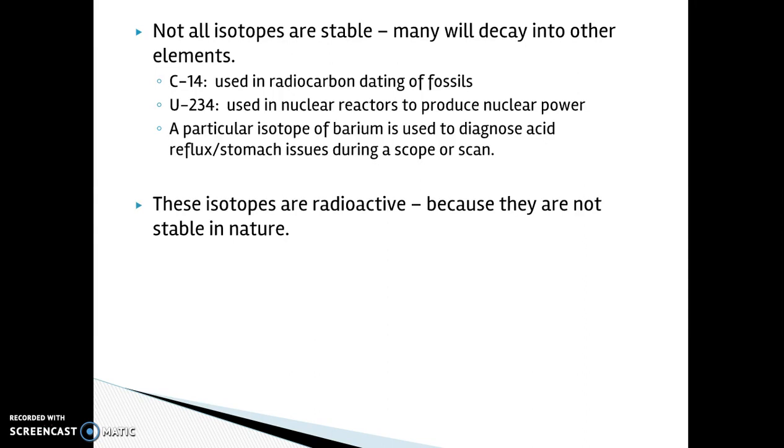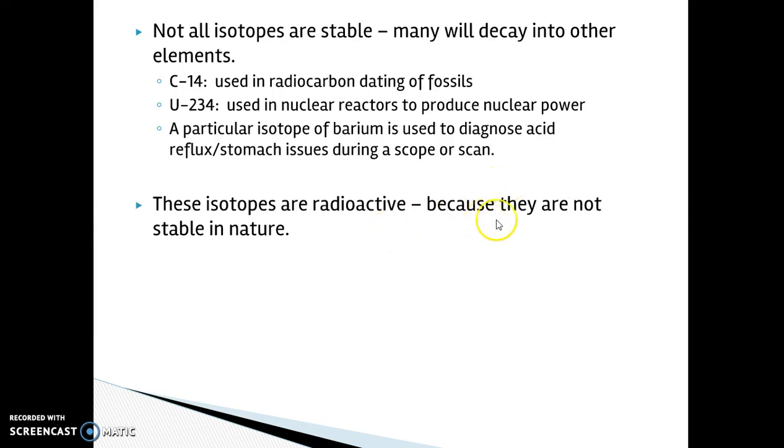Uranium-234 is used in nuclear reactors to produce nuclear power. There's a barium isotope that you will swallow in liquid form. They give you the barium drink, and they can use it to diagnose acid reflux or stomach ulcers because it'll make you glow on an MRI scan. There's also a radioactive iodine that they can give you that will make your blood glow, and they can see things like kidney stones or tumors throughout your bloodstream.